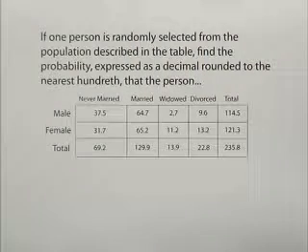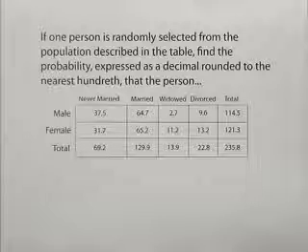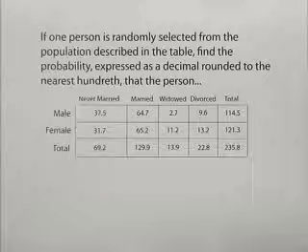Let's look at how we can calculate probabilities using a table of values. If one person is randomly selected from the population described in the table, find the probability expressed as a decimal rounded to the nearest hundredth that the person, A, has never been married, and then B is male.